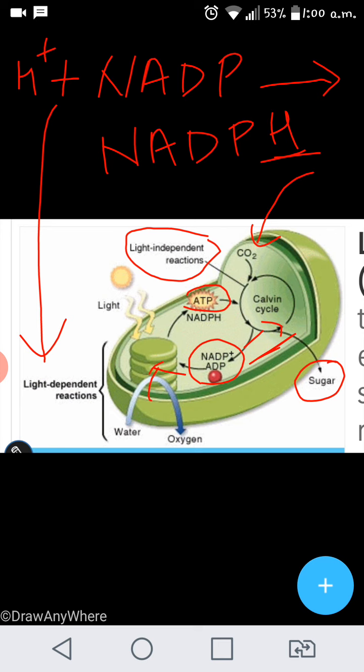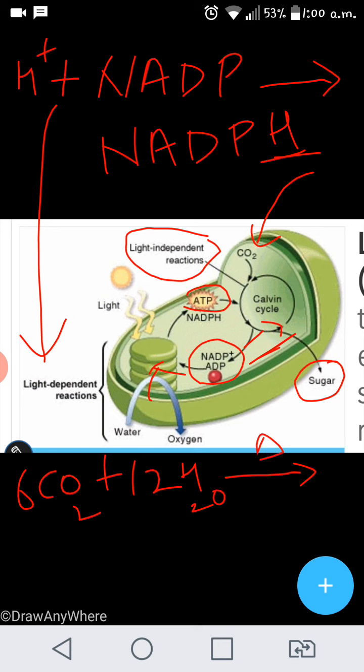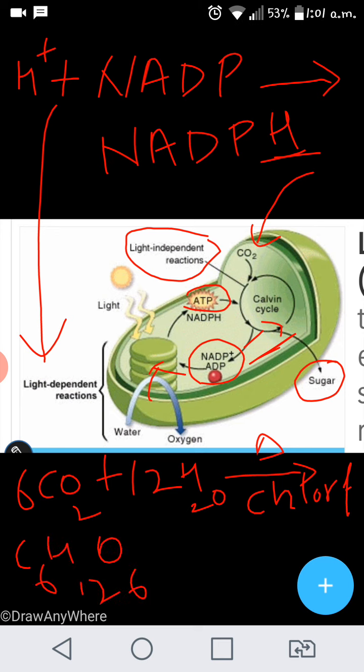The final photosynthesis equation is 6CO2 plus 12H2O in the presence of sunlight and chlorophyll. Chlorophyll is what? It is a pigment. It is a green color pigment present in the chloroplast. It forms glucose, C6H12O6, plus oxygen, O2, plus water, H2O, which is evaporated.